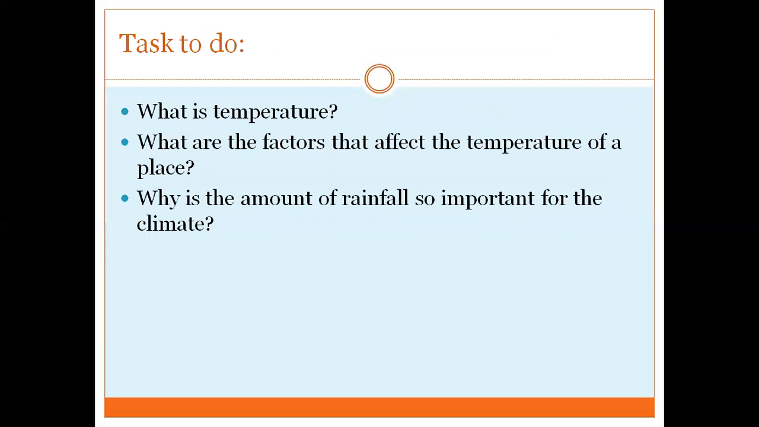And here is the copy work for you, your task that you are going to do in your copy. Question number 1: what is temperature? Question number 2: what are the factors that affect the temperature of a place or the climate of a place? And why is the amount of rainfall so important for the climate?